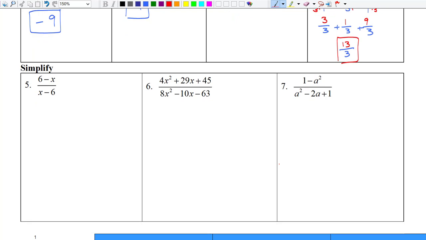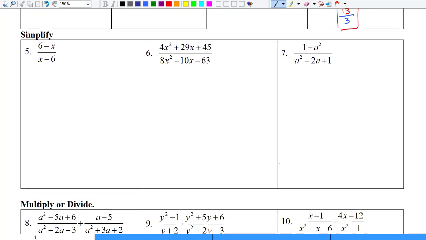On the next section, it says to simplify. So each one of these you have to factor first. So let's put a little note here. I can't start just canceling something in the top with something in the bottom before factoring. You have to factor first. A common mistake, don't write this down, but a common mistake is students will go, oh, x and x, that's gone. Oh, you cannot do that.